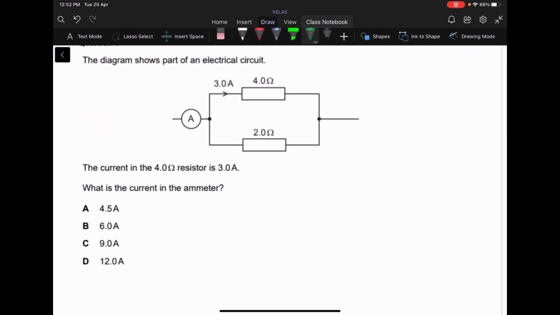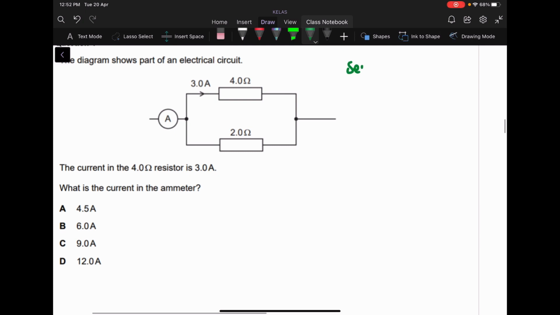The diagram shows part of an electrical circuit. The current, okay, tengok soalan ni. Now they are in parallel. And you know that when an object, okay, saya nak tengok soalan dulu lah sebelum tu. Saya dah discuss ke belum? Series and parallel. And how do they differ?